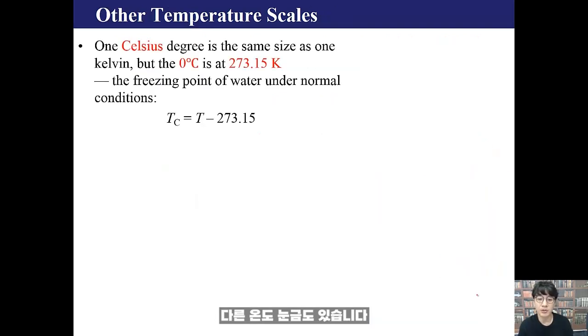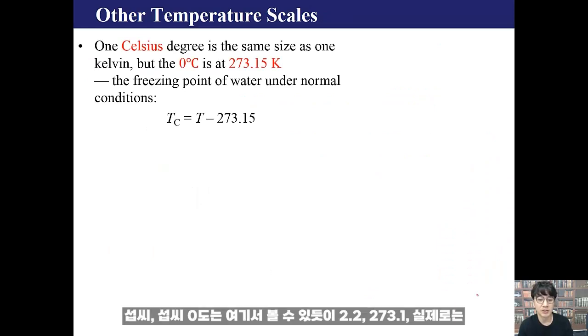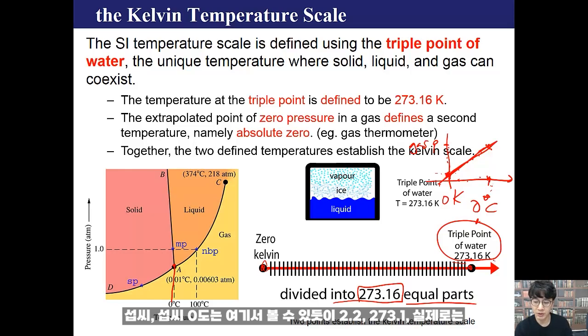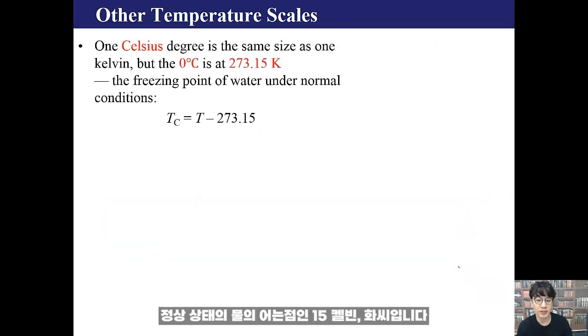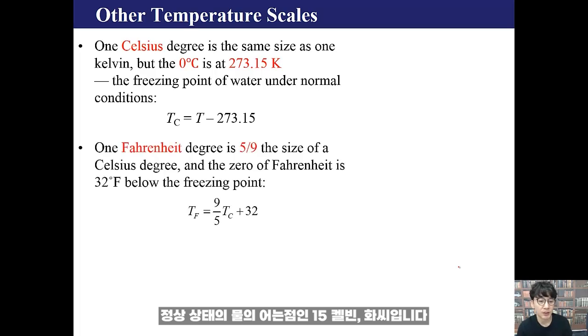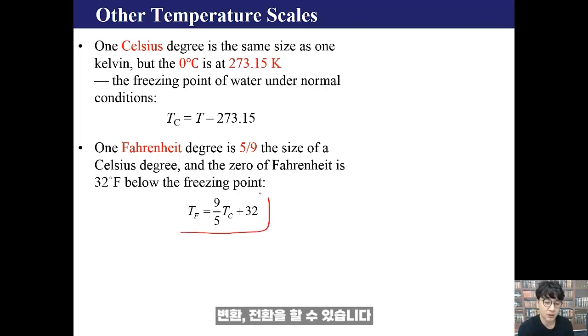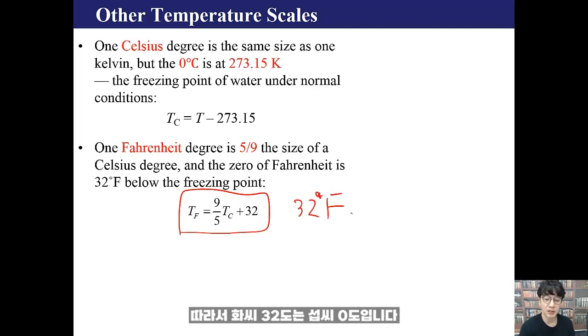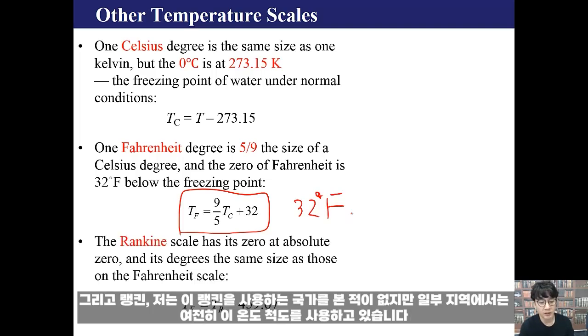And there are other temperature scales as well. Celsius, with 0 degrees C, is actually 273.15 Kelvin, which is the freezing point of water under normal conditions. And Fahrenheit, which the United States uses. Here's a conversion: 32 degrees Fahrenheit is 0 degrees C. And Rankine, I haven't seen any country use this, but some places may still use this temperature scale.